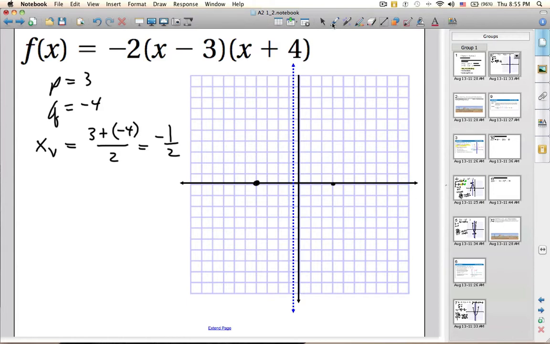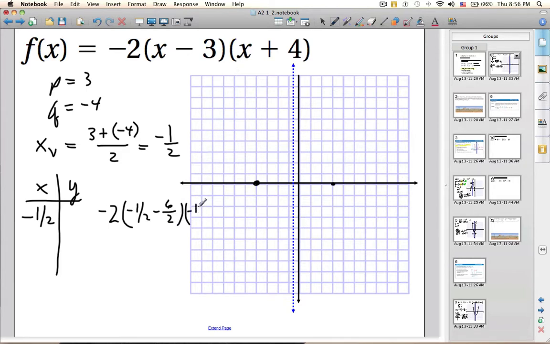Okay, if I want to go ahead and find the y-coordinate, we'll get some good fraction practice here. Negative 1/2, and I'm going to plug it in there. So negative 2 times (negative 1/2 ...). Now, if I'm going to do subtraction or addition with a fraction, I need common denominators. So 3, it's going to be negative 3, but as halves, that's going to be 6/2.